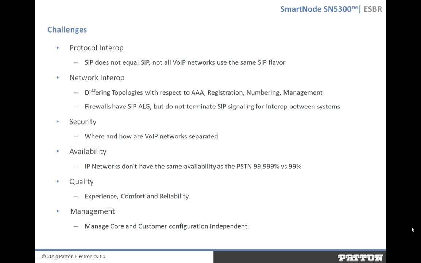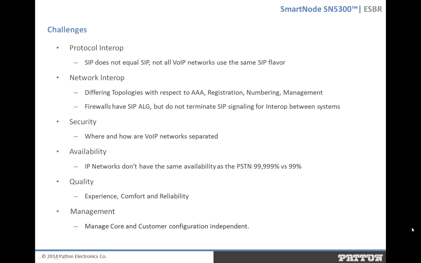Also, as mentioned before, fine-tuning in terms of SIP headers can be done on the 5300. So the 5300 will make sure with its settings that there is no interop issue between the IP-PBX on the customer premise and the core network from the VoIP carrier.